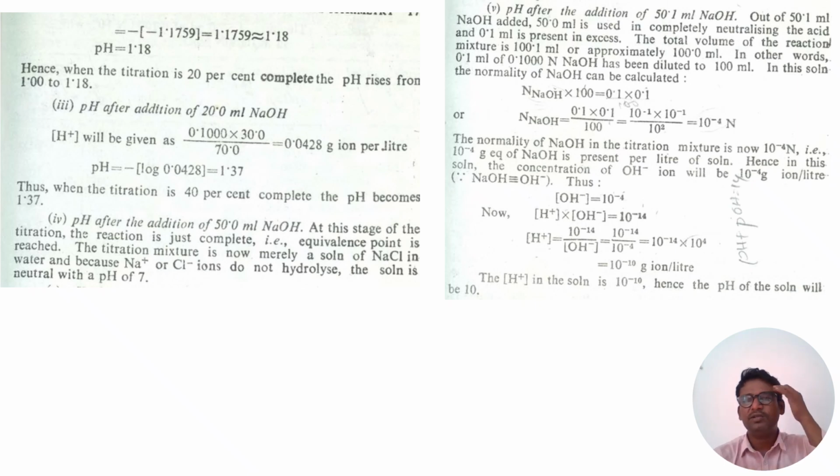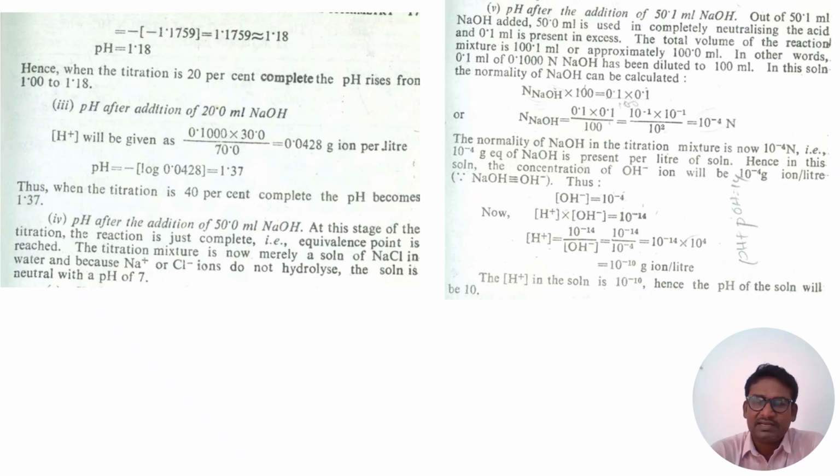Now, the total volume of the reaction mixture is 100 ml, or approximately 100.1 ml. In other words, 0.1 ml of NaOH has been diluted to 100 ml in the solution. We can calculate only the normality of NaOH, because HCl is no more there in the solution. That is, normality of NaOH is equal to 0.1 multiplied by 0.1 divided by the total volume 100, which gives the normality 10 to the power minus 4 N.